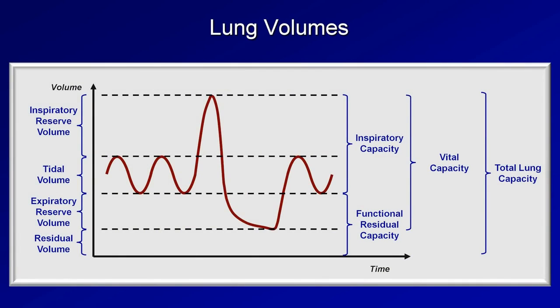Hopefully this image is familiar to you. It demonstrates the various lung volumes labeled on the left and the capacities labeled on the right. One of the 3 most clinically important values is the total lung capacity, which, as the term implies, is the maximum volume of air contained within the lungs during the deepest possible inspiration.